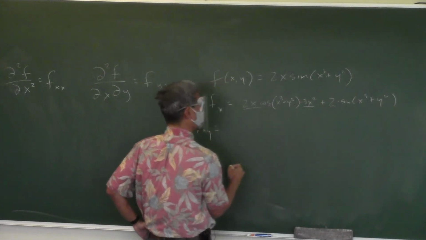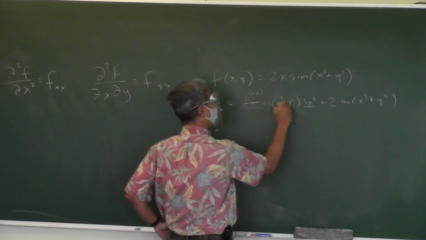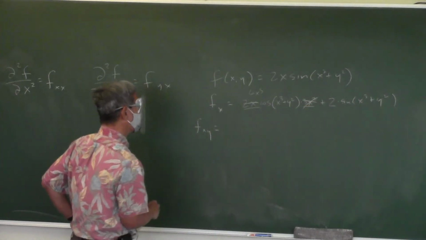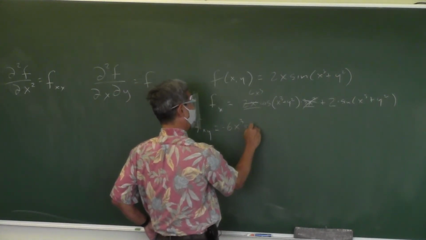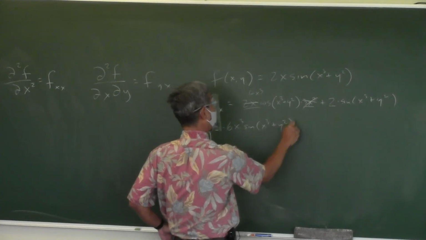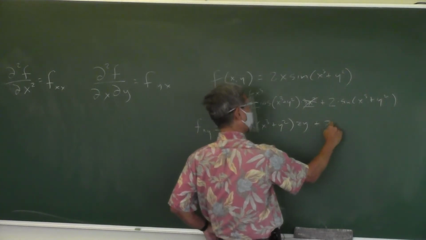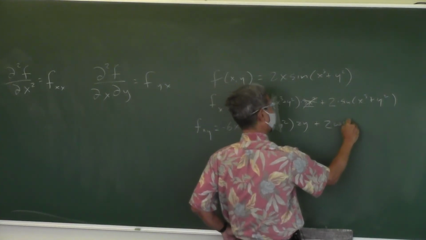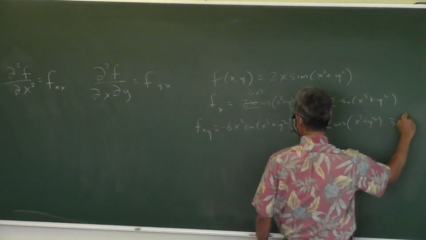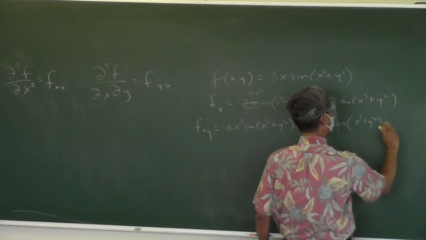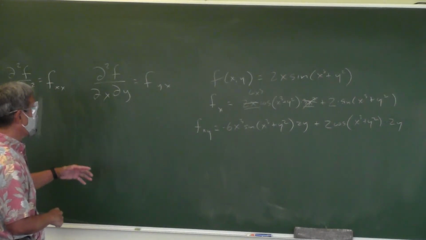You can actually simplify that together, right? To 6x cubed. That makes it simpler. 6x cubed, negative sine of x cubed plus y squared times 2y, plus 2 times cosine of x cubed plus y squared times... no, we're doing it with respect to y, so times 2y. There you go. Okay, but now let's do it the other way.